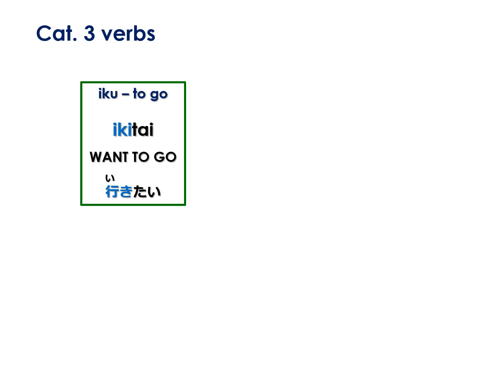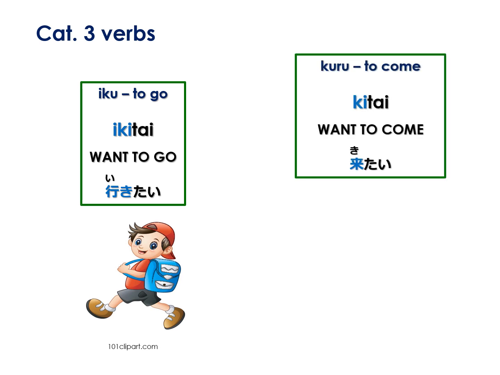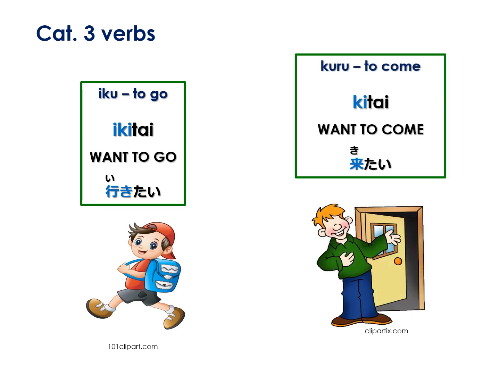行く means to go, and 行きたい means want to go. 学校に行きたいです。I want to go to school. 来る means to come, and 来たい means want to come. 私はここに来たくないです。I don't want to come here.